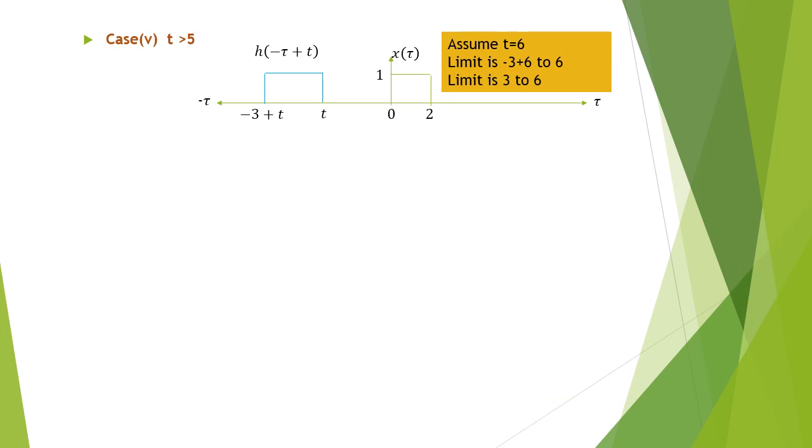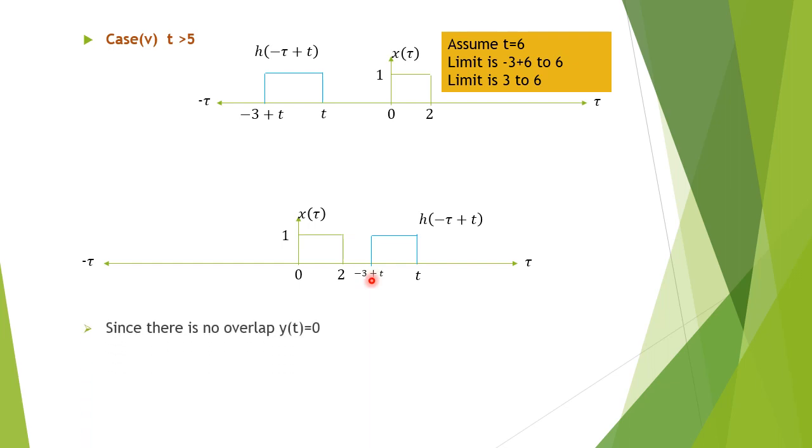Then the fifth case, t is greater than 5. If t is greater than 5, we can assume t is equal to 6. So the new limit is 3 to 6. If we draw the graph, this is our x of tau, then h of minus tau plus t. The lower limit is 3, that means it is greater than 2, and the upper limit is 6. So you will be getting approximately here. Now we have to check whether there is any overlap between x of tau and h of minus tau plus t. Since here there is no overlap, we can write y of t equal to 0.